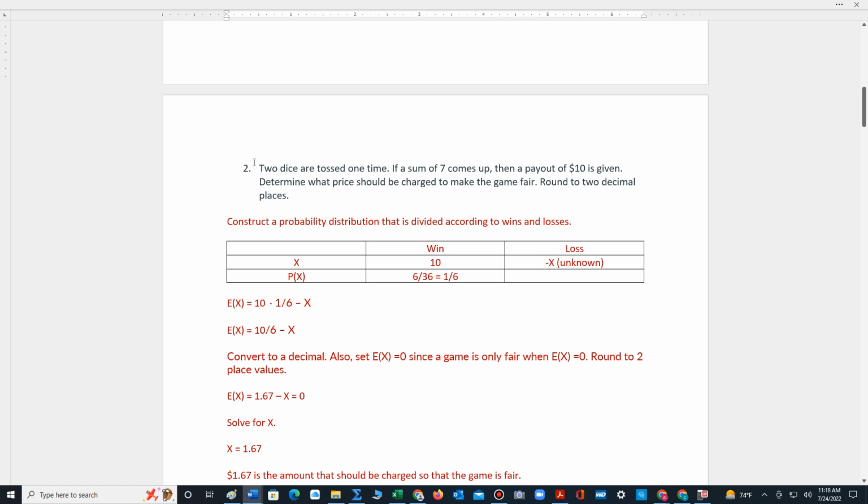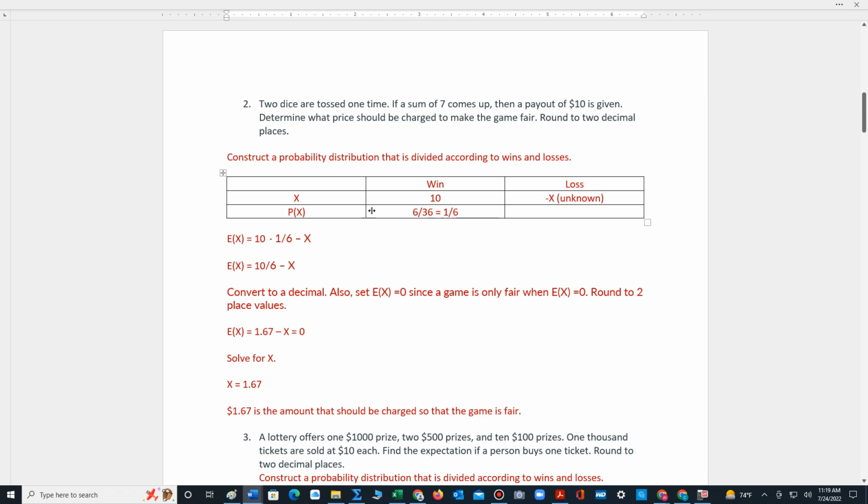Number 2, we have a problem involving the expected value. 2 dice are tossed one time. If you get a sum of 7, you win $10. And we want to know what cost will make the game fair. Well, we construct our probability distribution. We split it into win and loss.